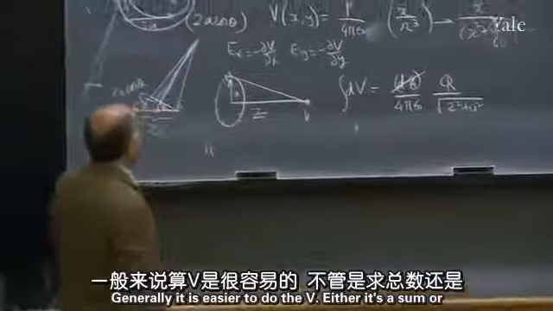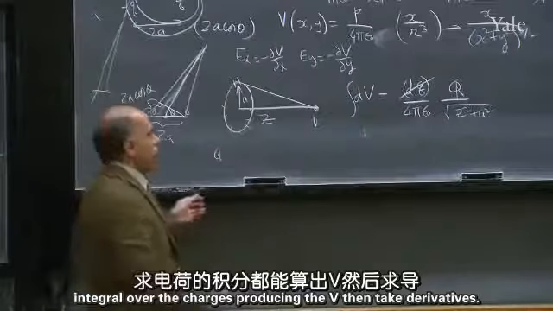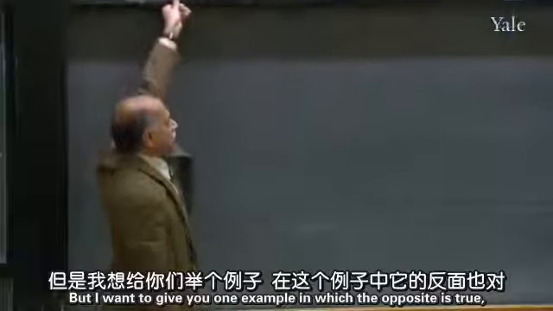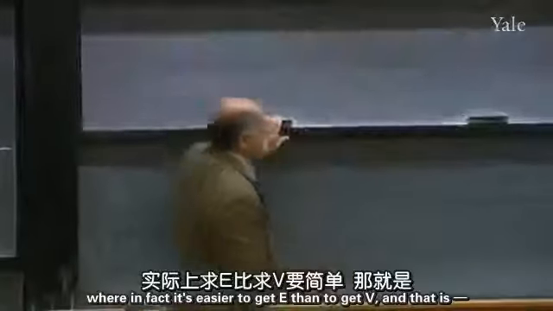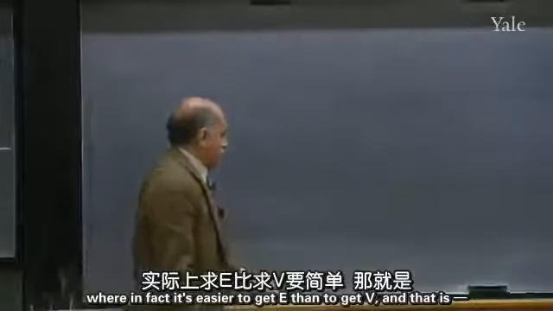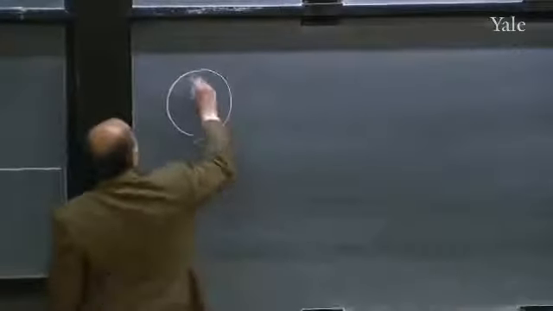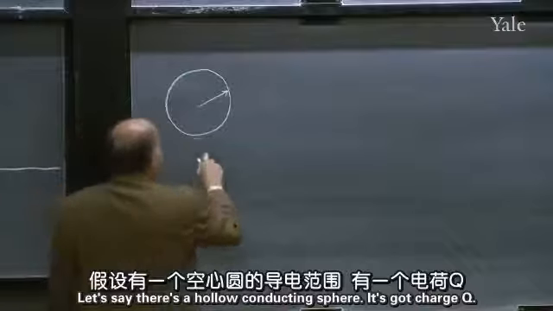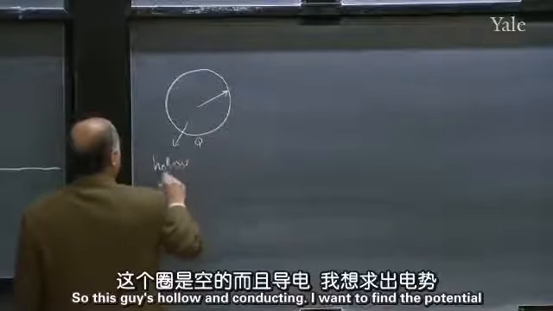Generally, it is easier to do the V, either a sum or integral over the charges producing the V, then take derivatives. But I want to give you one example in which the opposite is true, in which it's easier to get E than to get V. There are many such examples, I'm just giving you one. Let's say there's a hollow conducting sphere. It's got charge Q. So this is hollow and conducting.